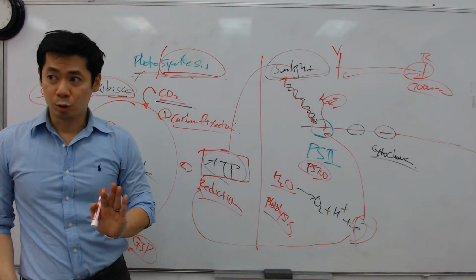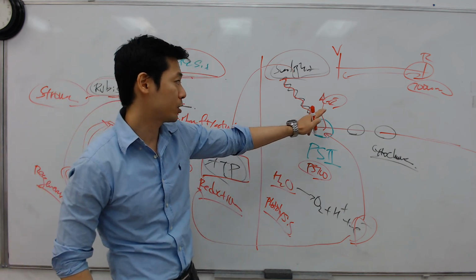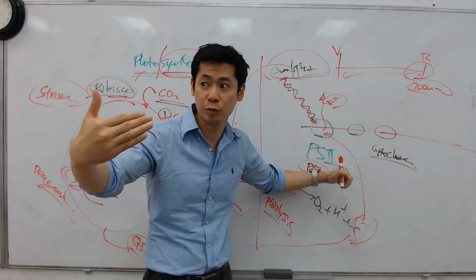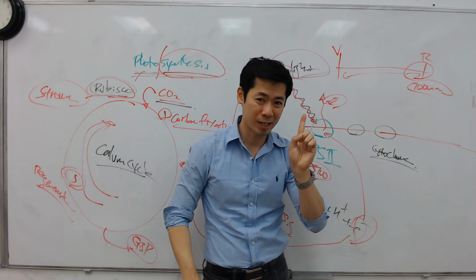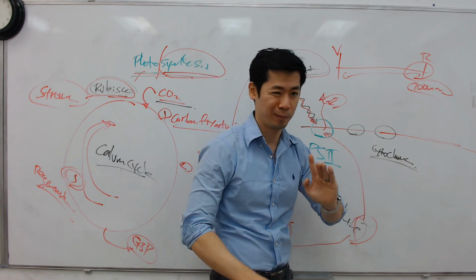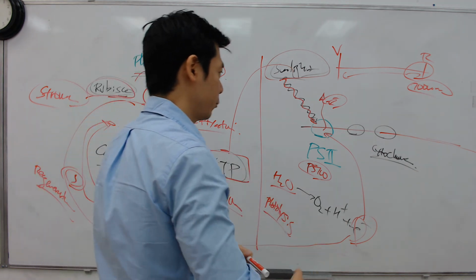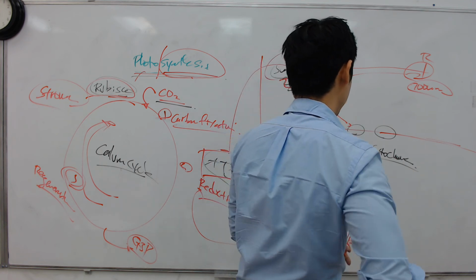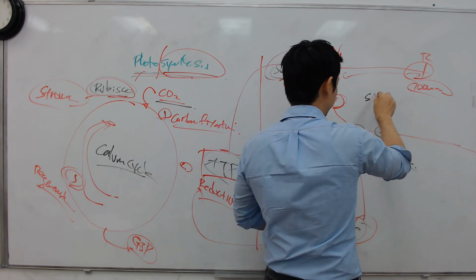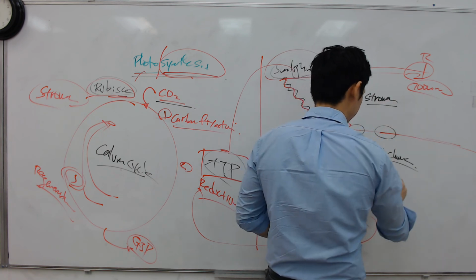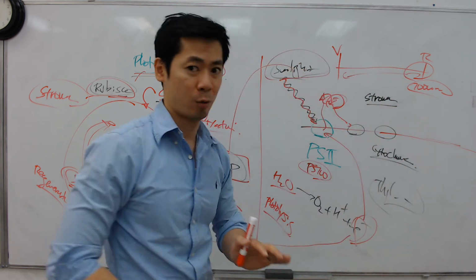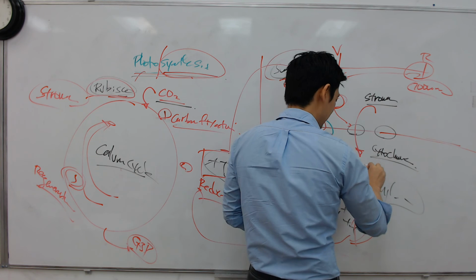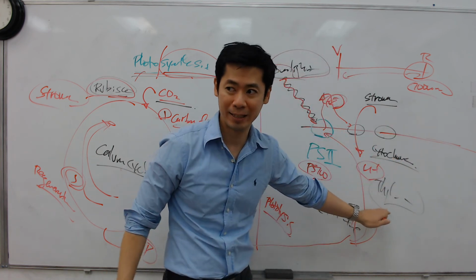Their job is to use the potential energy of the electron to produce an electrochemical gradient of a proton. Very fancy name for not much fancy stuff going on. The electron will be accepted by the cytochrome proteins. Keep in mind, here is the stroma, and this is the thylakoid space. They use the energy of the electron to pump protons into the thylakoid space.